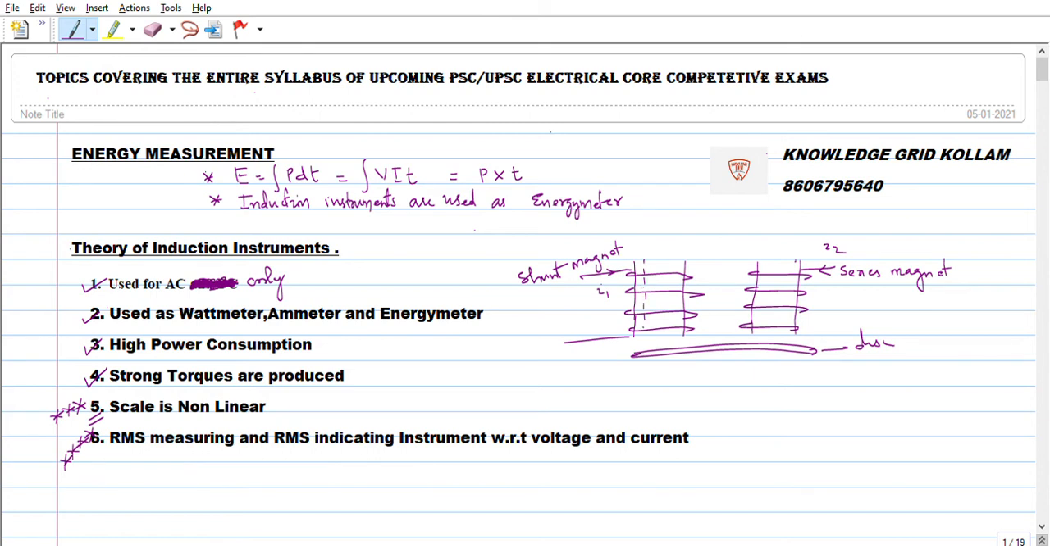This is the flux produced due to the coil, the shunt magnet, and this flux phi 1 is equal to phi m sin omega t. This is the flux produced by the second magnet, the series magnet. Phi 2 is equal to phi 2 sin of omega t minus beta. Beta is the angle between phi 1 and phi 2.